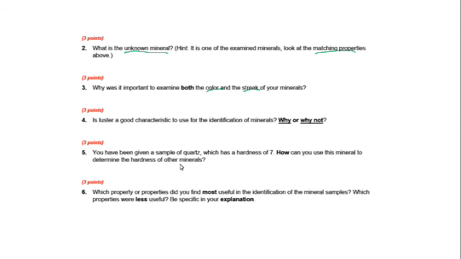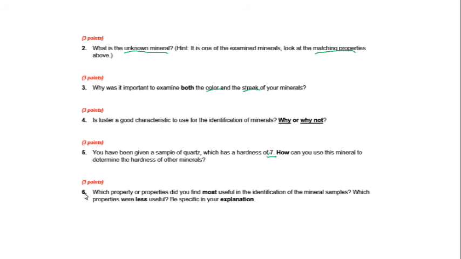And look, what if you are given a sample of quartz that has a hardness of 7? How can you use this mineral to determine the hardness of other minerals? Basically, you're applying what you just learned, how you can determine hardnesses of unknown materials with known hardnesses, and follow that process, right? If something is softer, you will be able to scratch it with quartz, and then the hardness is lower than 7, and the opposite, right?